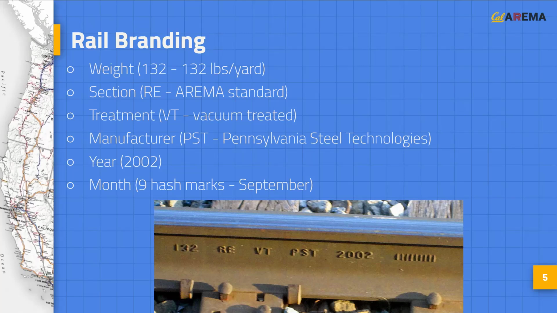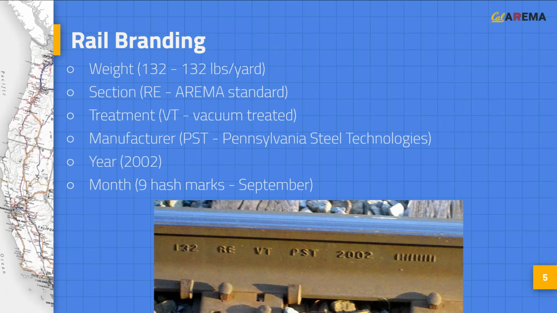Next, we can read the section code, which signifies which engineering group created the design standard for the rail section. In this photo, we read RE, which indicates that the rail section is manufactured to an ARIMA standard. Next, we may be able to read a code that signifies if the rail is specially treated. VT stands for vacuum treated, which is a process used to remove excess hydrogen from the rail during cooling. CC, on the other hand, stands for controlled cooling, which is another method for hydrogen removal. Removing hydrogen from the steel improves the durability of the rail, resulting in a longer service life and higher safety.